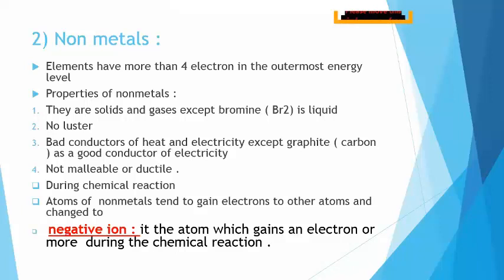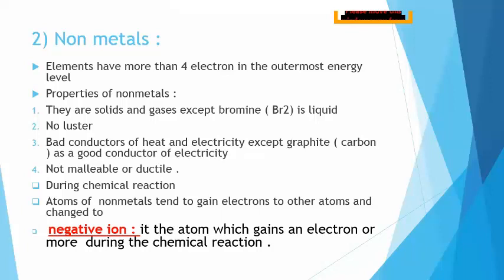Again, elements of nonmetals are bad conductors of heat and electricity, except carbon or graphite, which is a good conductor of electricity. They cannot be reshaped or hammered; they are not ductile or malleable. During the chemical reaction, elements of nonmetals tend to gain electrons from other atoms. In this case, the element will change into a negative ion.